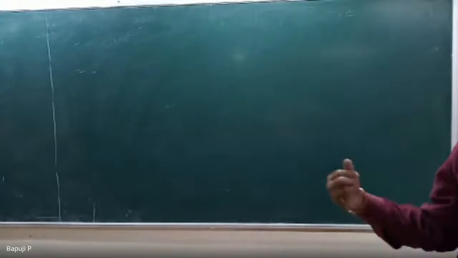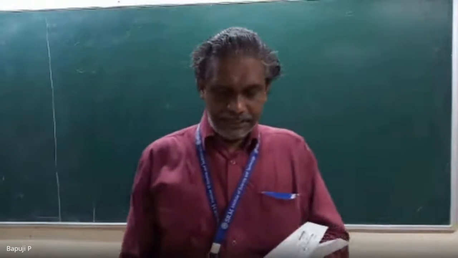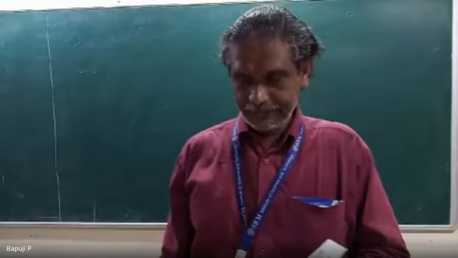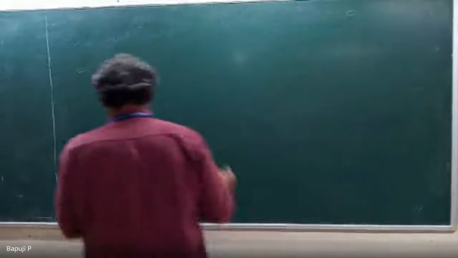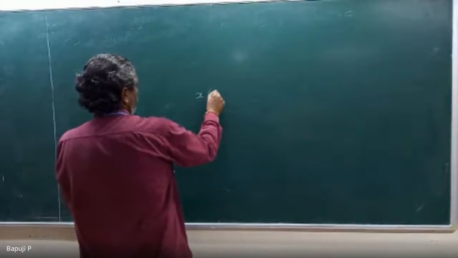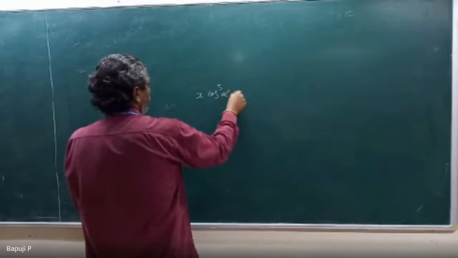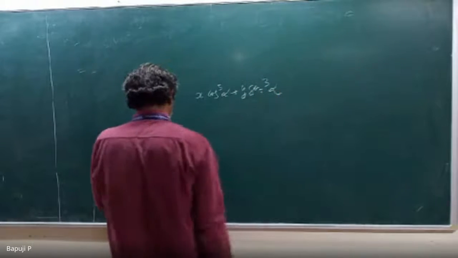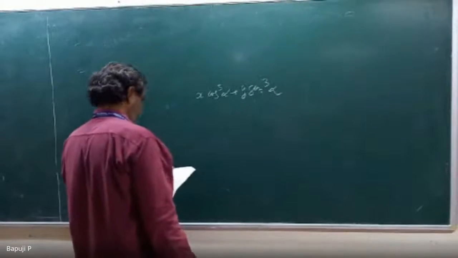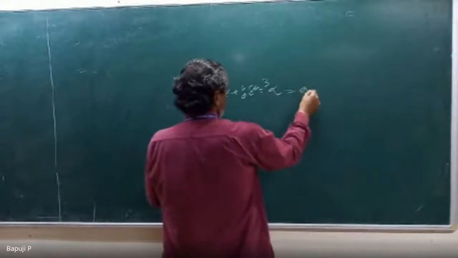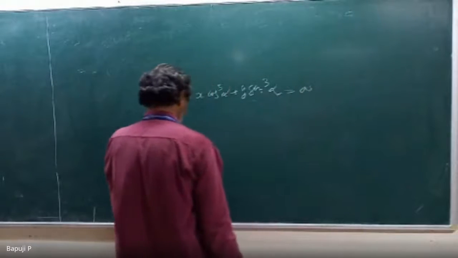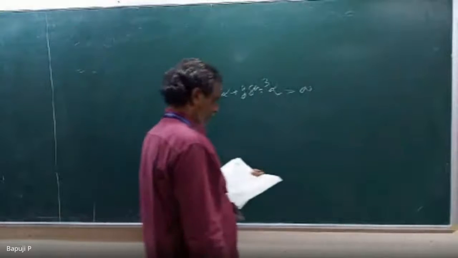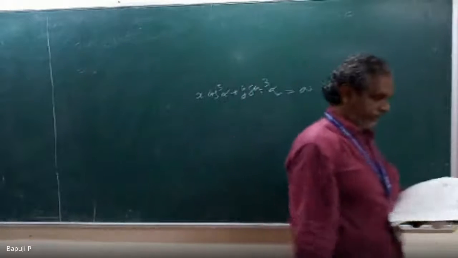Take this, it is also a good question. Find the envelope of the family of lines x cos cube alpha plus y sin cube alpha is equal to a, where alpha is the parameter.